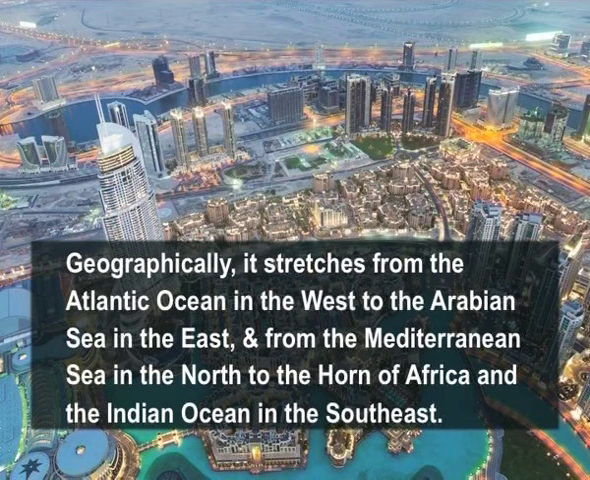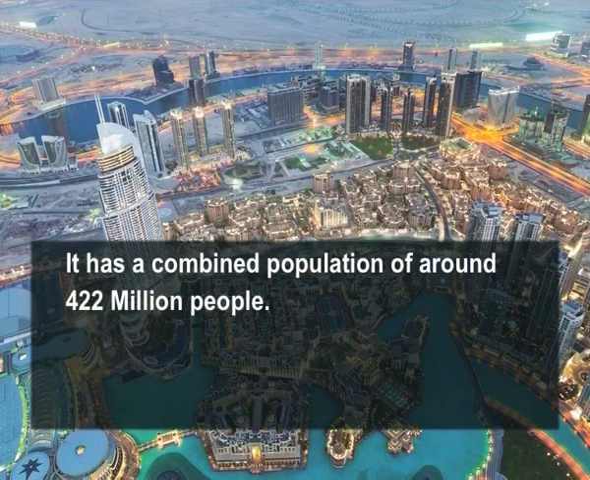Geographically, it stretches from the Atlantic Ocean in the west to the Arabian Sea in the east and from the Mediterranean Sea in the north to the Horn of Africa and the Indian Ocean in the southeast. It has a combined population of around 422 million people.